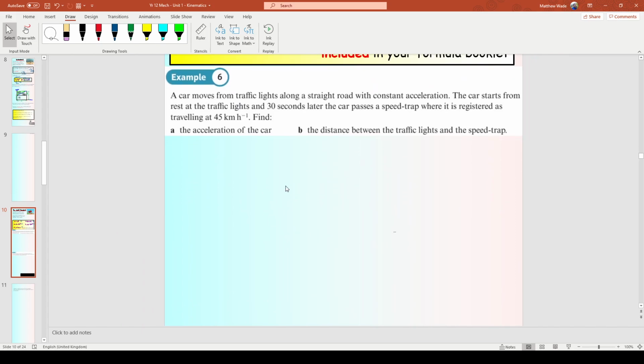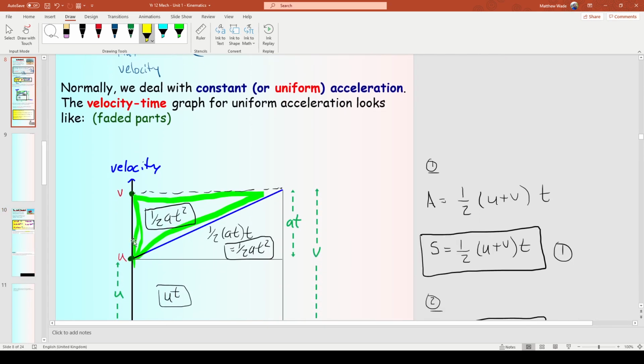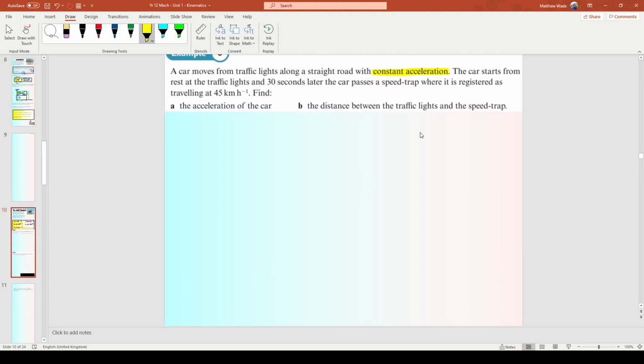A car moves from traffic lights along a straight road with constant acceleration. It needs this word, constant acceleration. Constant acceleration means that we're allowed to use the SUVAT equations. If the acceleration wasn't constant, then in the velocity time graph, that line wouldn't be straight. If that line isn't straight, our equations aren't right, because our equations were made up based on that line being straight. Cool. The car starts from rest, okay, so that's a point, from rest. And 30 seconds later, the car passes a speed trap where it's going 45 kilometers per hour.